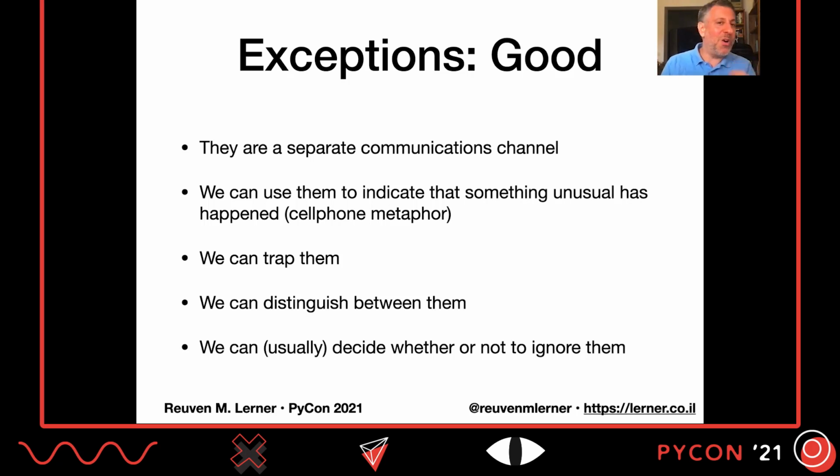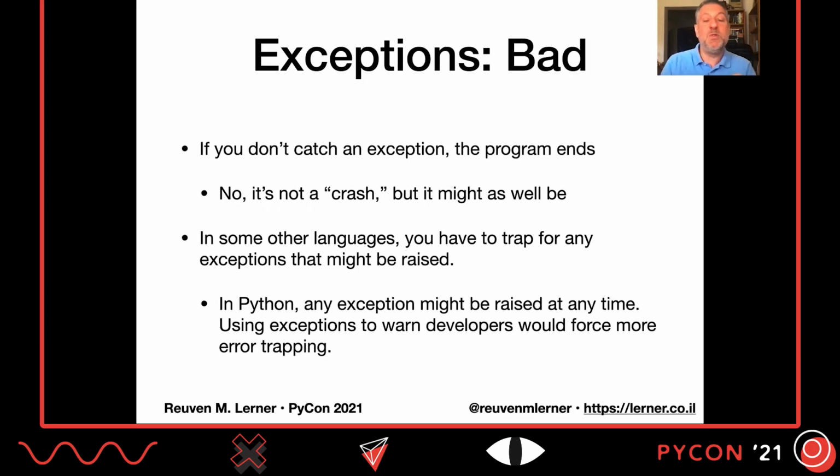Yeah, but exceptions aren't exactly what we want for this kind of warning, because if you don't catch an exception, the program ends. And it's not a crash, right? It might as well be a crash, because the program exiting with an unhandled exception doesn't make anyone feel better about it. It just means we're using a different term for it exiting. Now, in some other languages, you have to trap for any exceptions that might be raised. They have to be mentioned explicitly. But in Python, anyone can raise any exception at any time. So in order to trap these sorts of warnings, you would have all sorts of equivalents of except clauses. So that's not really going to work for us.